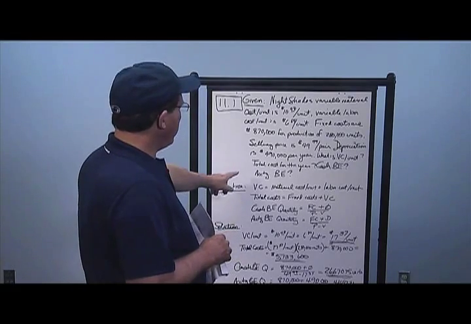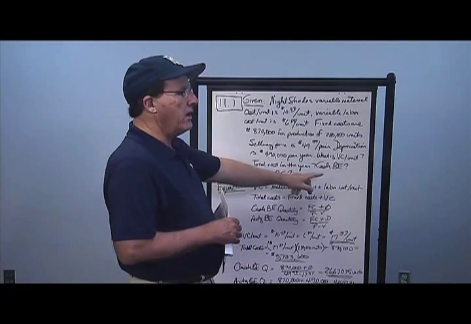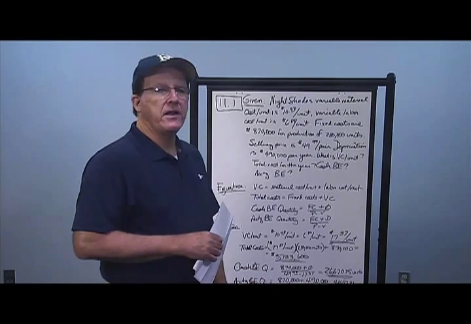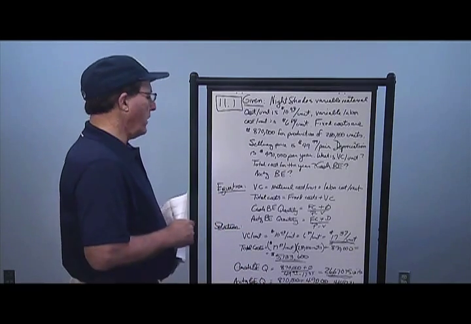What is their variable cost per unit? What's their total cost for the year? What's their cash break-even quantity, and what's their accounting break-even quantity in units?